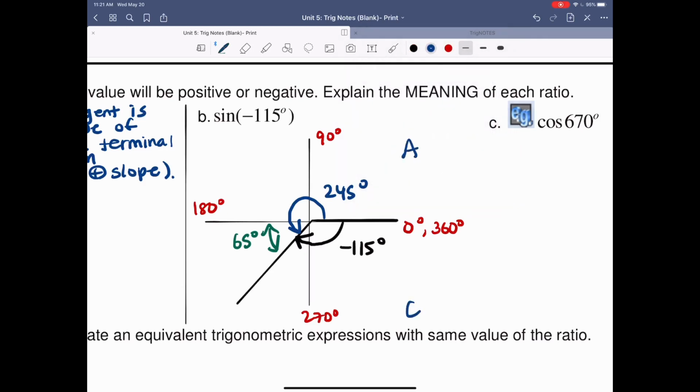I'm going to write CAST here again and then interpret it in this case. I'm thinking of this in my head, but I'm just highlighting it for you so you know what I'm getting at. Because my terminal arm is over here on the bottom, my sine ratio is positive when it is in the blue category, because this is where sine and all trig ratios are positive. But because my terminal arm falls in this part of the quadrant, I'm going to say that the answer to this is going to be negative.